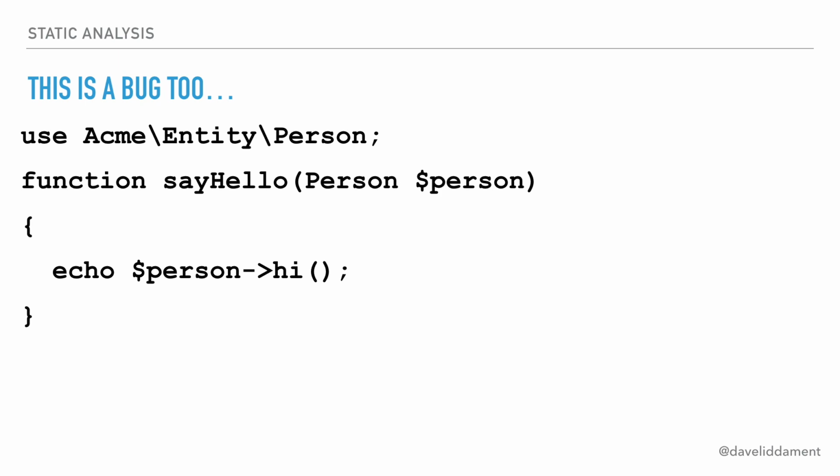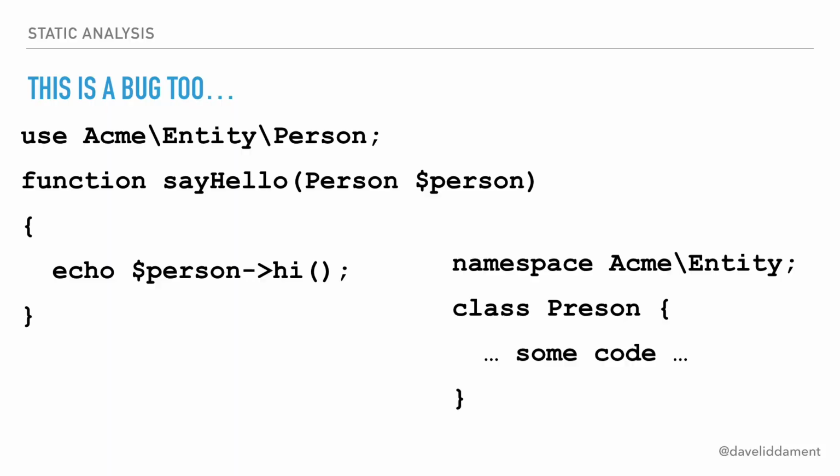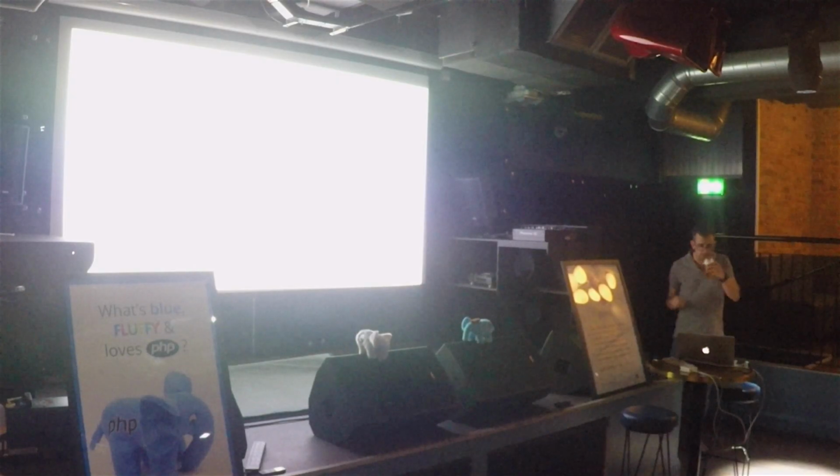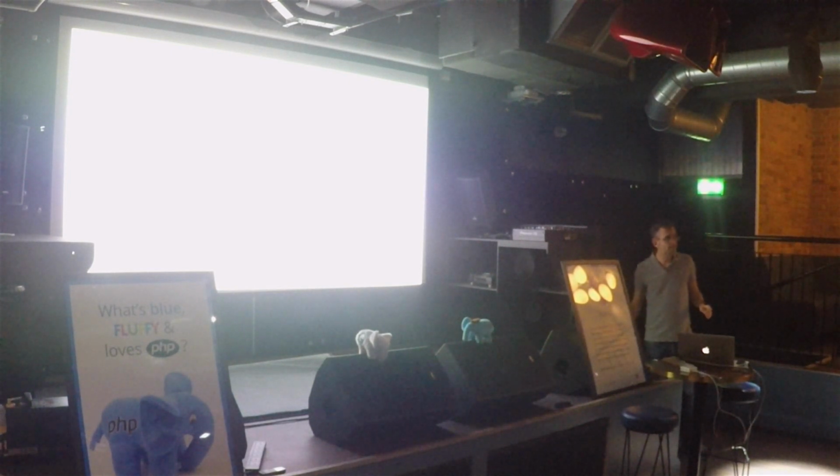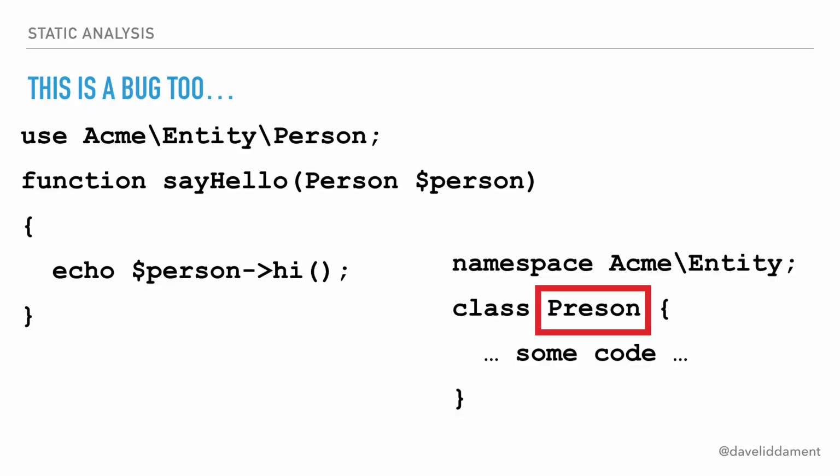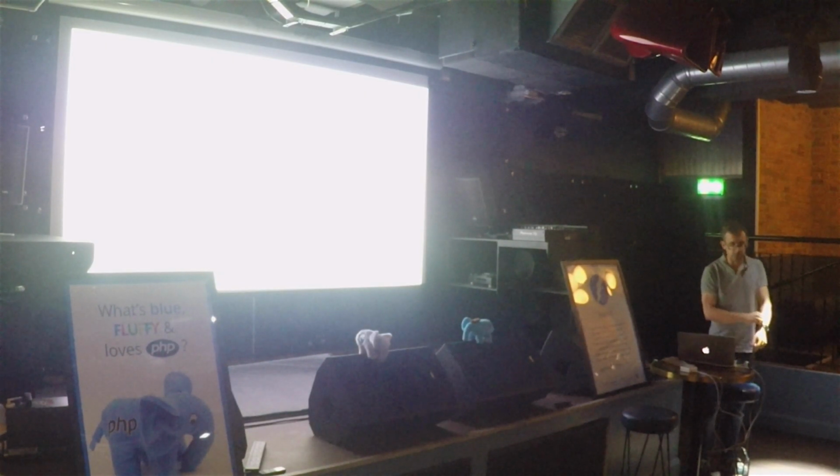How about this? Is this a bug as well? I need to give you context. Can we see any bugs there? Yeah, so I've got a typo there. I've misspelt person, and then in the first bit of code, I'm trying to use person spelt correctly.